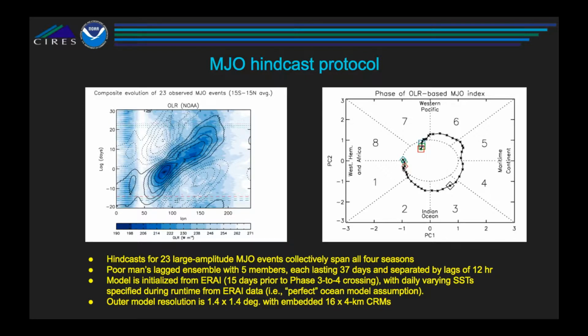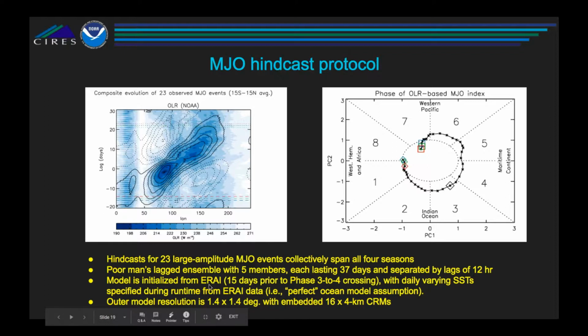So what I'm going to talk about is a series of MJO hindcasts that I performed, where I've changed the microphysics settings to look at how the model performance depends on changes in microphysical parameters. And so I'm doing a set of 23 large amplitude MJO events. So it's basically focusing on a set of events and then looking at how the simulation or hindcast of these events compares for different microphysical parameter settings.